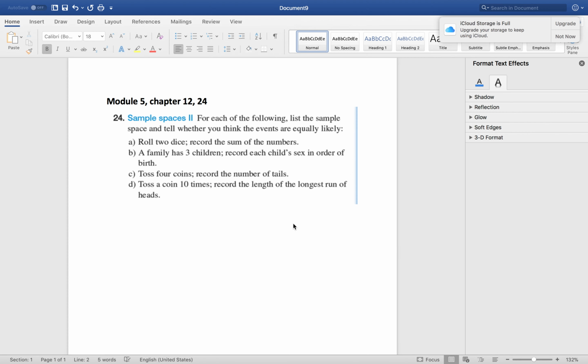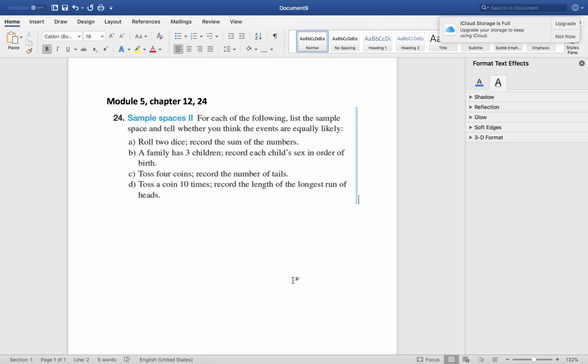Okay, sorry. So I also did Module 5, Chapter 12. The question was 24. I'm going to read it out loud. So the sample space, 2. For each of the following, list the sample space and tell whether you think the events are equally likely. So A is roll 2 dice and record the sum of the numbers.